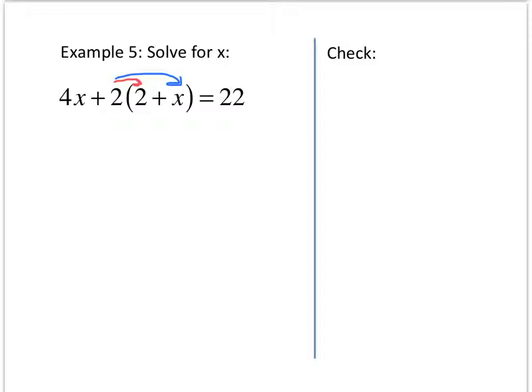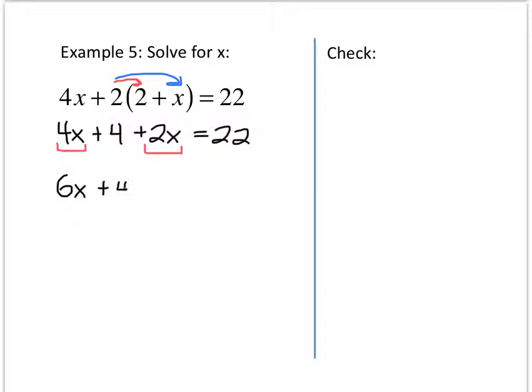So I'm going to still have the 4x on the outside. If I multiply the 2 times the 2, that gives me 4. And if I multiply the 2 times the x, that gives me 2x. And I notice that the parentheses are now gone, and we're actually all set now to combine some like terms. So we're back to a problem very much like the ones we just solved before, where I have two like terms, 4x and 2x, which we can actually combine into 6x plus 4 equals 22. And now we're just down to solving.